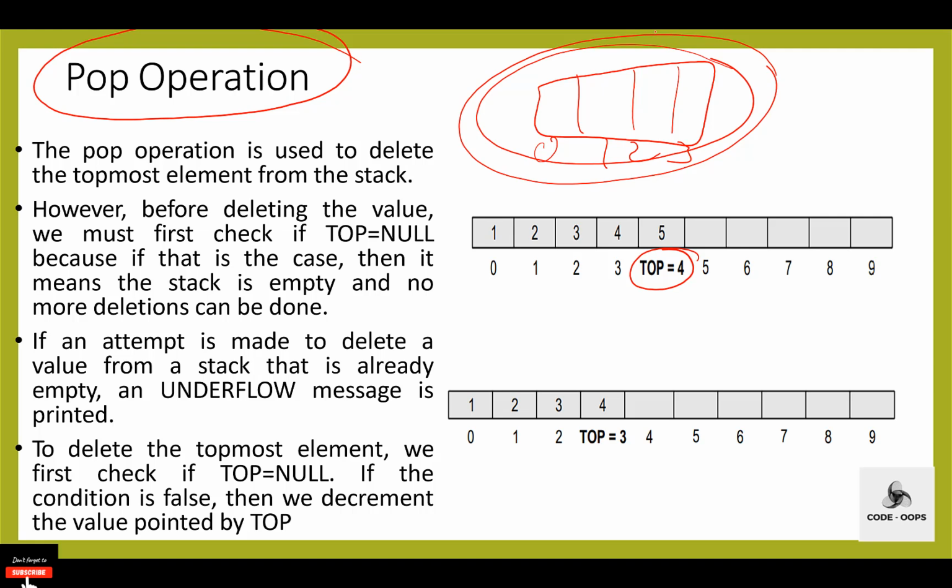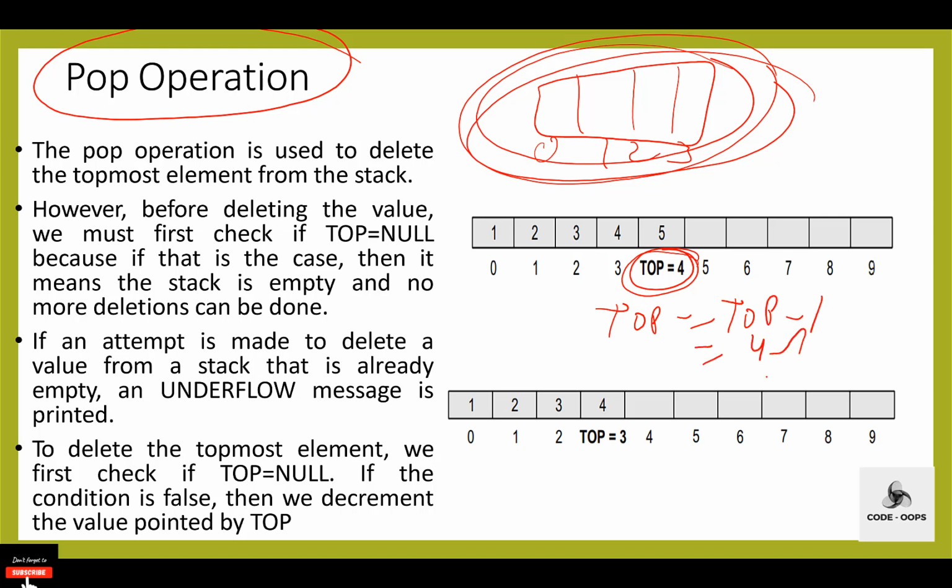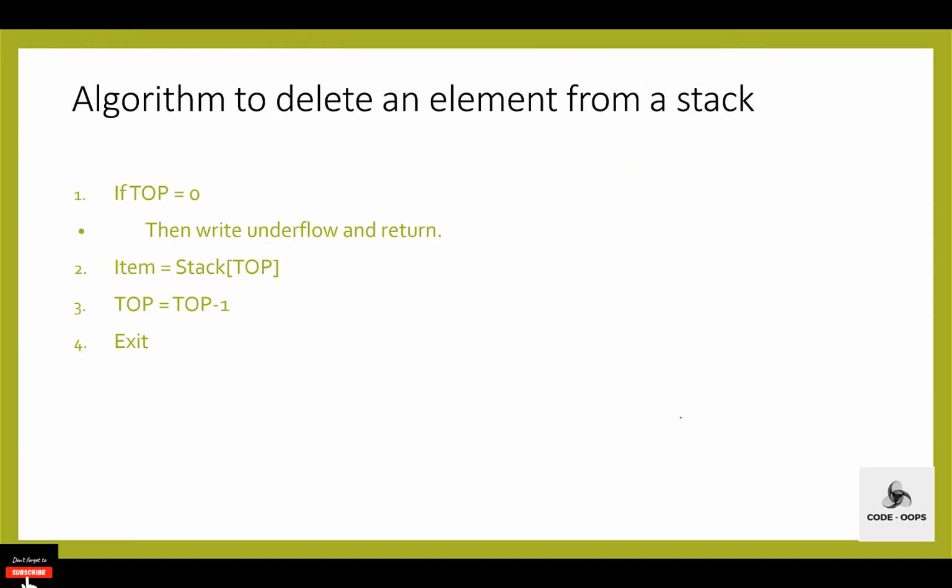If an attempt is made to delete a value from a stack that is already empty, an underflow message is to be printed onto the screen. To delete the topmost element, we first check if top is equal to null. If this condition is evaluated to be false, then decrease the value of top by 1. Top is equal to top minus 1. Top is 4, 4 minus 1, 3. This is the algorithm to delete an element from a stack.